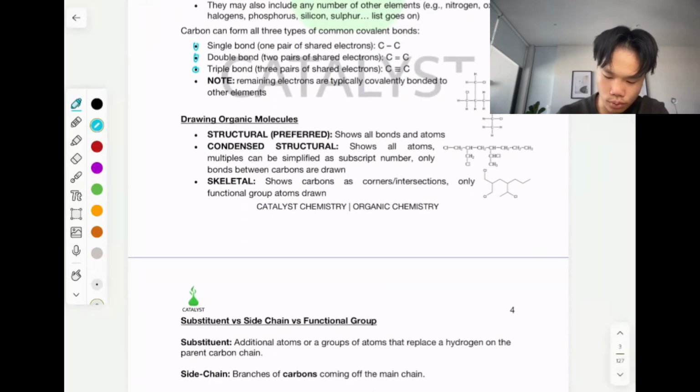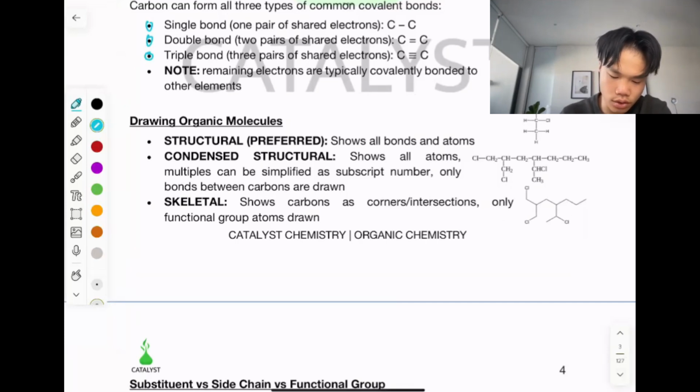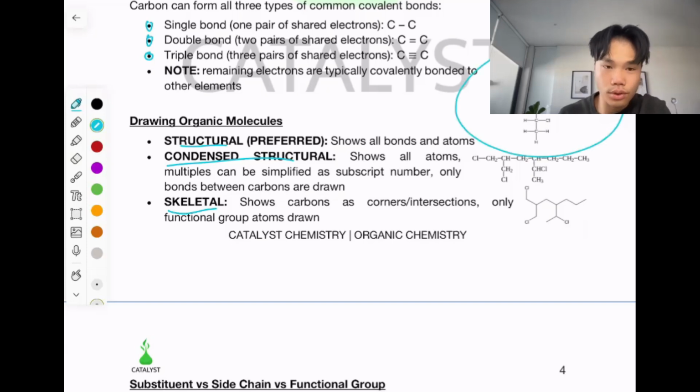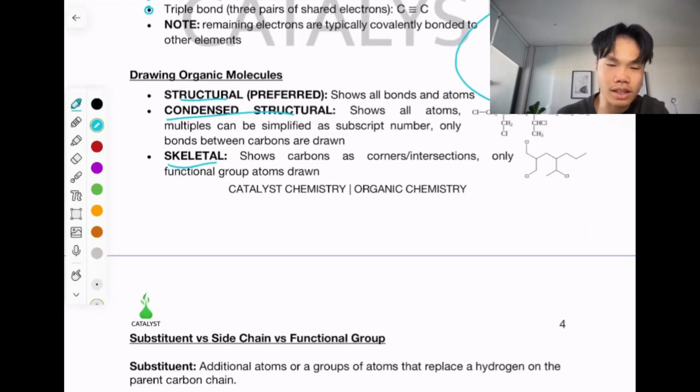We were able to draw organic molecules in structural, condensed, and skeletal forms. In your exams, please draw structural for every organic molecule you draw. It's just safer and it cuts out mistakes, and it's also safer in terms of what markers actually mark correct.